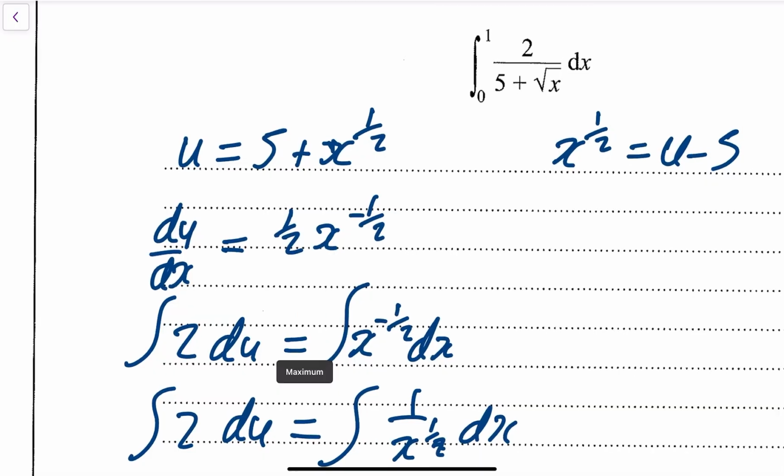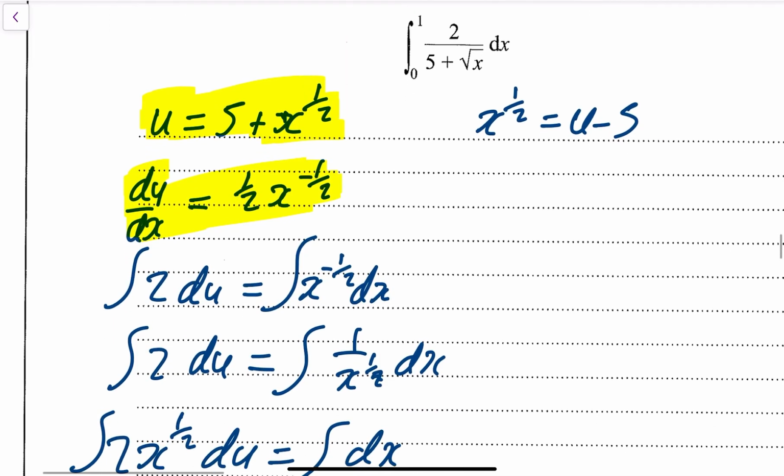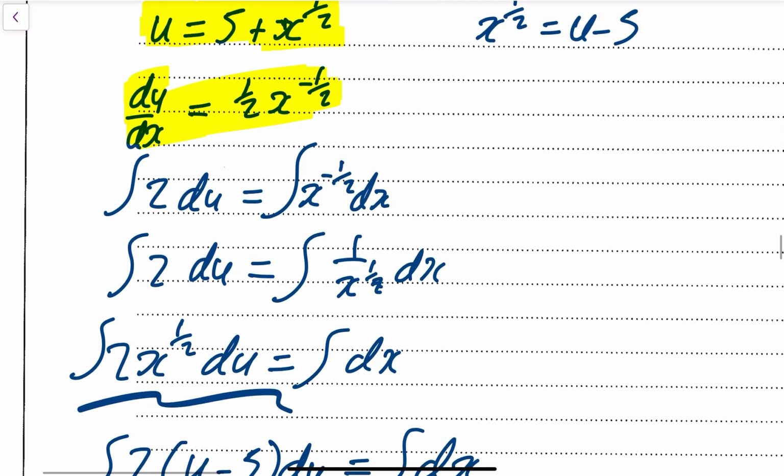So the first thing you do is try to change your dx into du. You write down your u, which was 5 plus, and I've written it in index form, 5 plus x to the power of a half. Then du by dx is equal to a half x to the minus a half. Then multiply across by dx, and bring that half across, divide by that half, you'll get 2. So you'll have the integral of 2 du is equal to the integral of x to the minus a half dx.